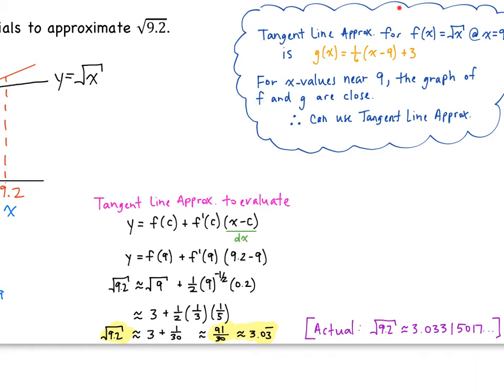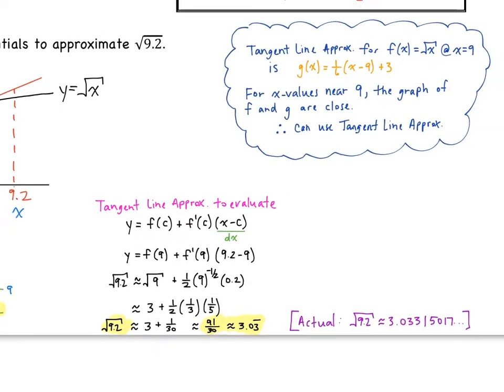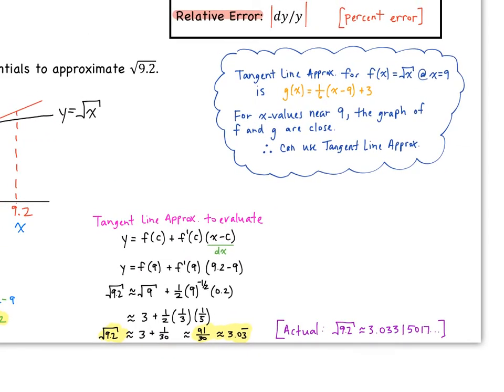Okay, just some food for thought here. This is the tangent line approximation for f of x equals the square root of x at x equals 9. Remember, my tangent line is at x equals 9, and this is the equation for that tangent line. We were able to find our slope, and at the point when x is 9, or c is 9, our y value is 3. So this is where we get that tangent line.